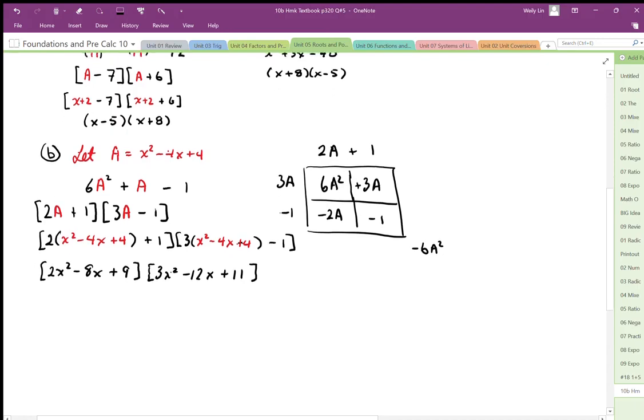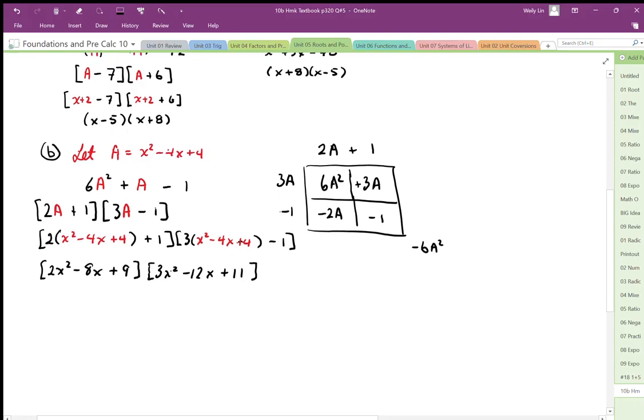So these now I have to check for if they are factorable. So I'm looking for two numbers that multiply to 18 and add to negative 8. Well, those two numbers don't exist. The factors of 18 are 3 and 6. That doesn't work. 2 and 9 don't work. So this is not factorable, so I have to leave this as is. So this is prime.